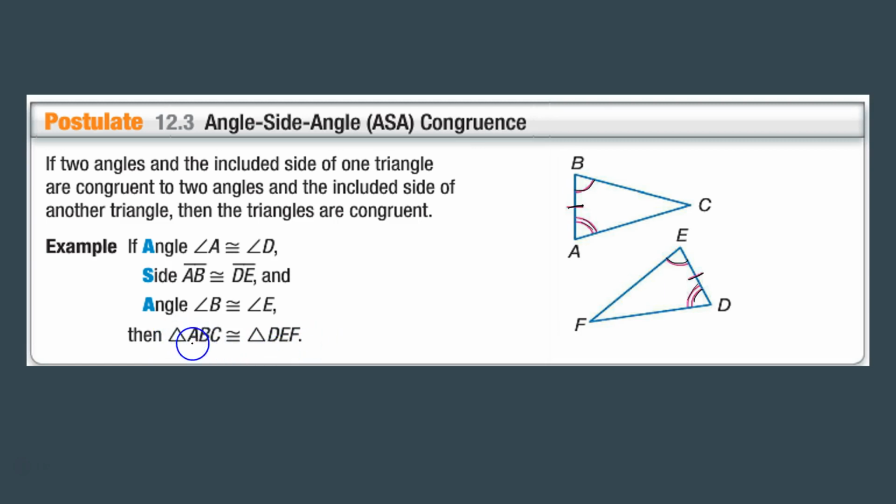Well, let's check this out. A is congruent to D, which is what we showed here. Check. Side AB is congruent to side DE. Check. And then we have angle B is congruent to angle E. Check. And it's shown here as well. So we know this is a true congruent statement. And notice here we also have angle, side, angle, and it's not angle, angle, side over here. It's angle, side, angle.